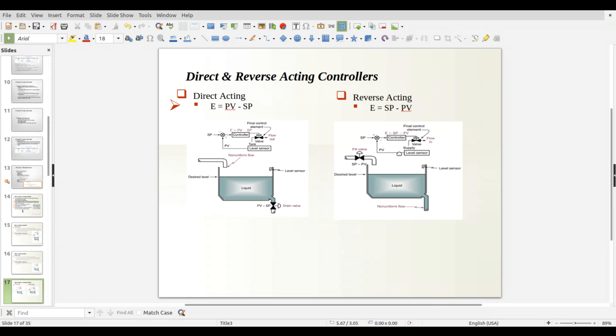All right, so there's just the two of them thrown together on the same slide so that you can see we're doing the same thing. We're trying to maintain the level in this tank, but the difference is where our control is at.